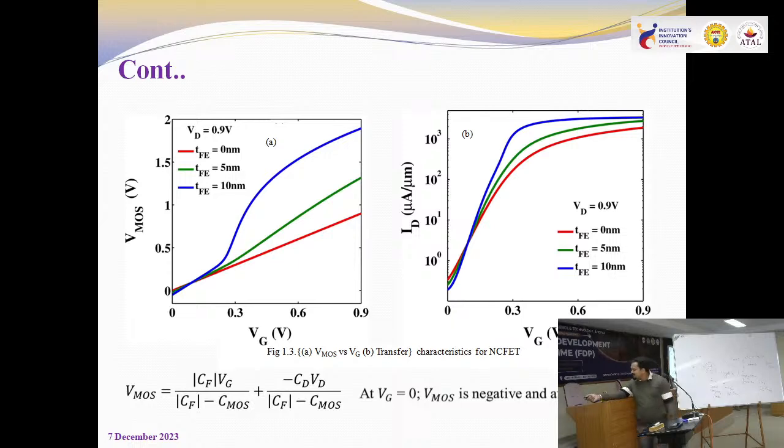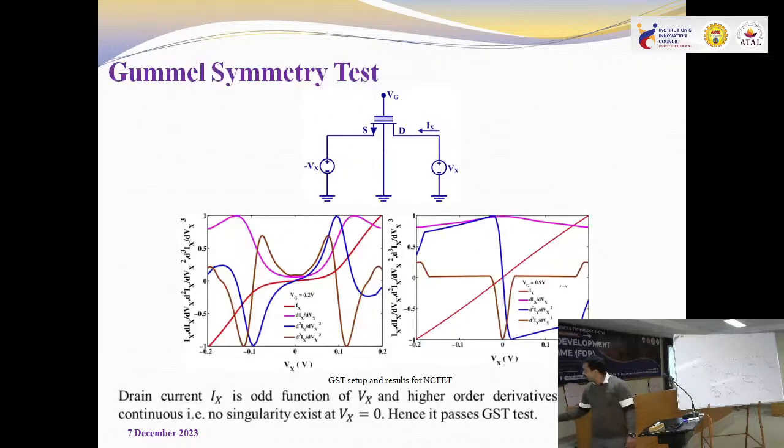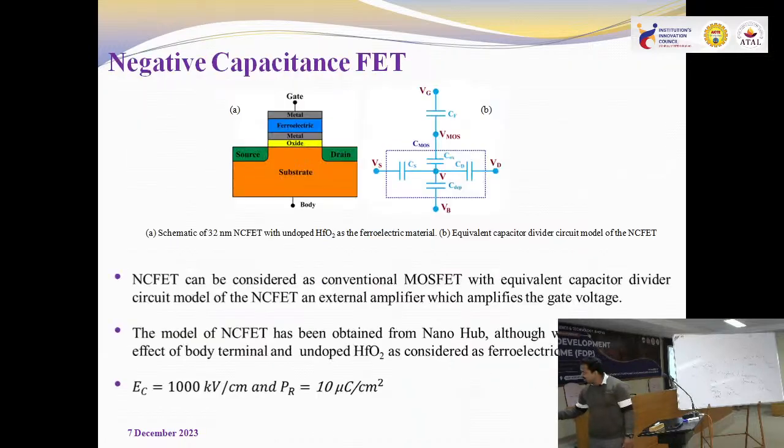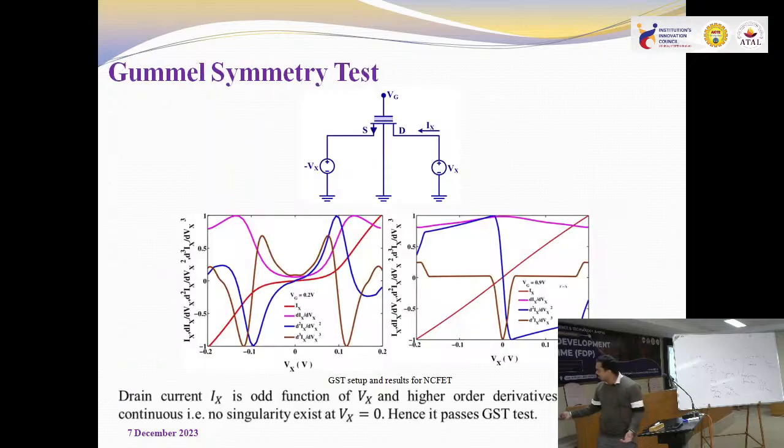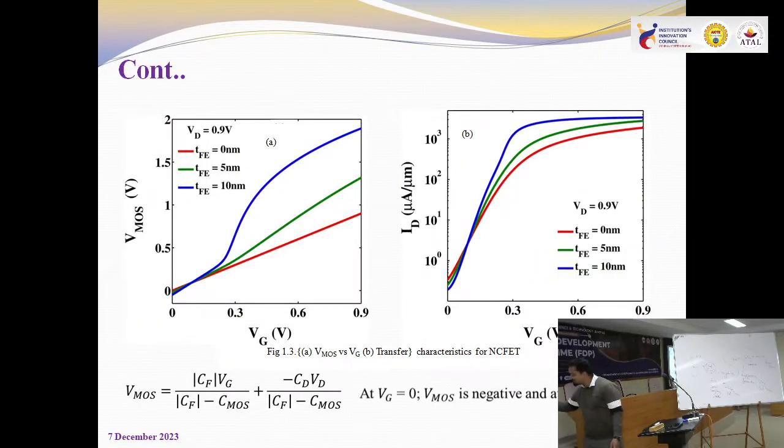Now TF equals to 5 nanometer. I was applying 0.9 over here, and I am getting more than 0.9. Obviously this current will increase. So it's like NCFET. I already told you NCFET is like a MOSFET with an amplifier. You applied less, you are getting more, so obviously current is going to increase. You see, this current is increased.